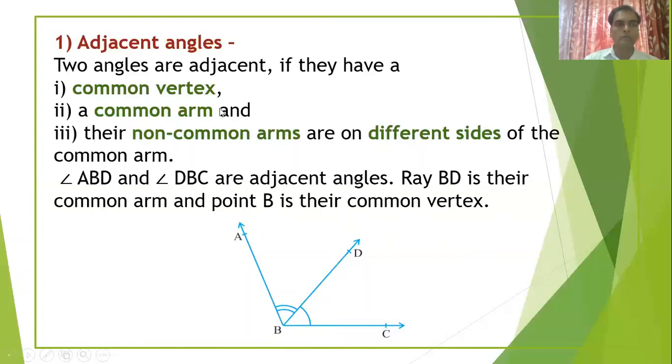They have a common arm. And third one, their non-common arms. Here BA and BC are non-common arms. So BA and BC, the non-common arms, are on the different sides of the common arm. Different sides means one is on the left side, the other is on the right side. So all the three criteria are satisfied. Therefore, we can say angle ABD and angle DBC are adjacent angles.